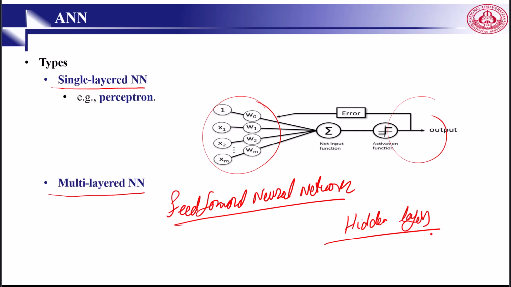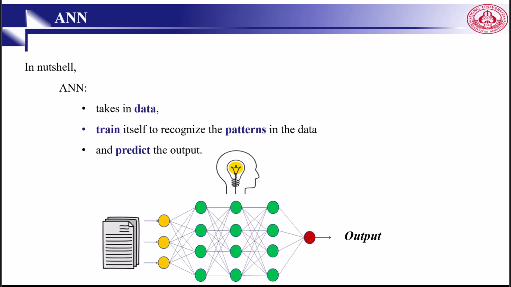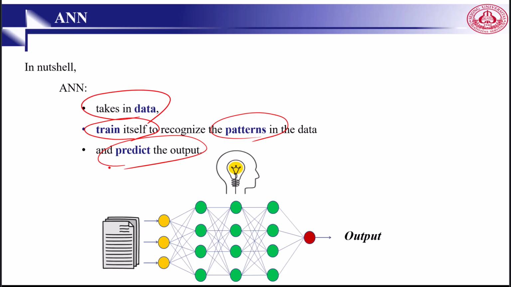So with a sufficient number of neurons and a nonlinear activation function, a multi-layer neural network can theoretically approximate any continuous function. This makes it very powerful for solving complex and nonlinear machine learning problems. So in summary, an artificial neural network takes in data, trains itself to recognize patterns, and then predicts the output. It's not like fuzzy logic that needs rules. There are no rules here. Just examples plus math is equal to intelligence.